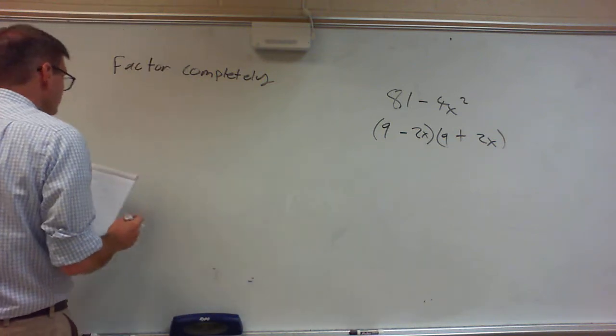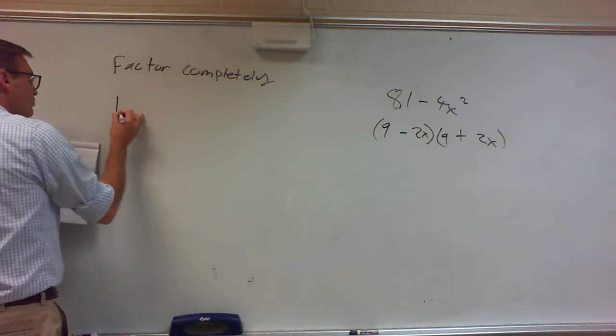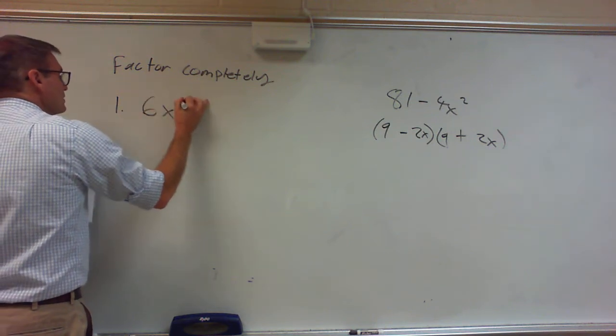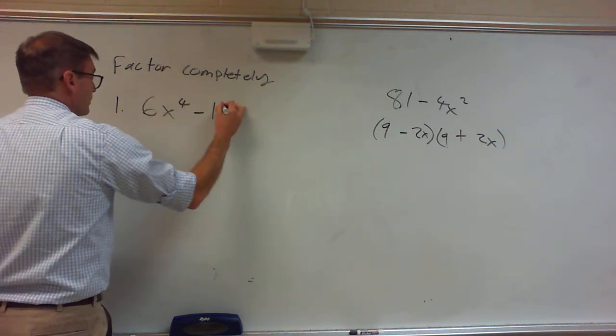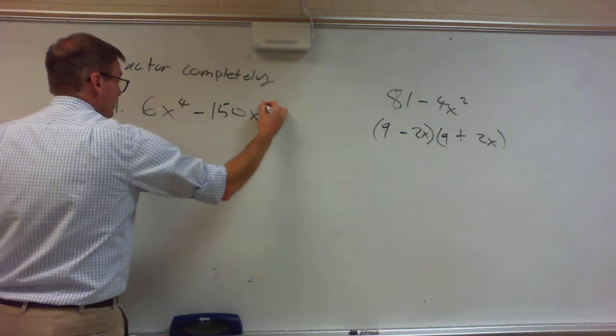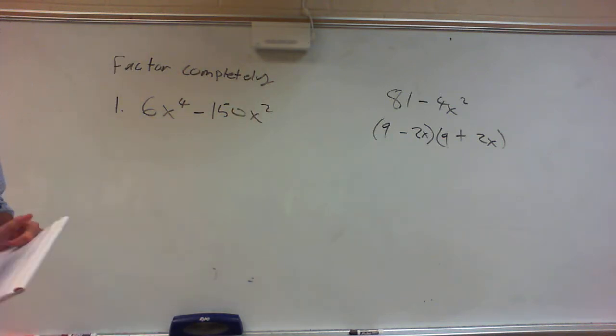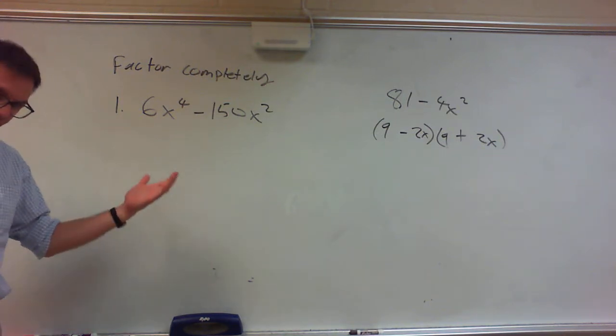So, example. Let's say that I give you 6x to the fourth minus 150x squared. Everybody write that one down. Even if you can do it in your head, I want you to write it down.